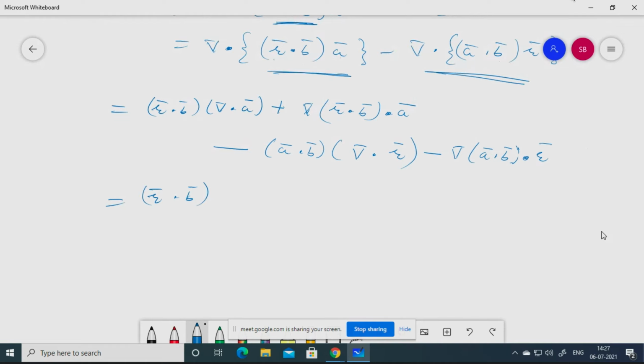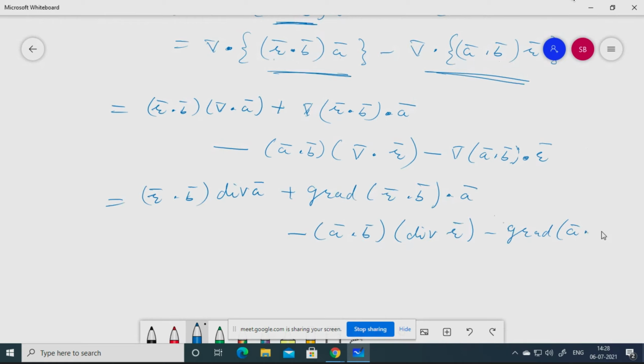What will be divergence of A bar? This del dot means what? Let me write in words. Divergence of A bar plus del means gradient of A bar, R bar dot B bar dot A bar minus A bar dot B bar as it is. Del means divergence. Divergence of R bar minus again gradient we will get. Gradient of A bar dot B bar dot R bar.